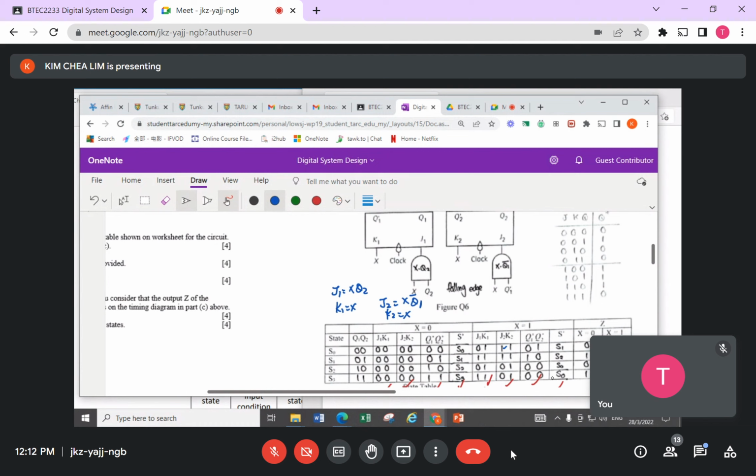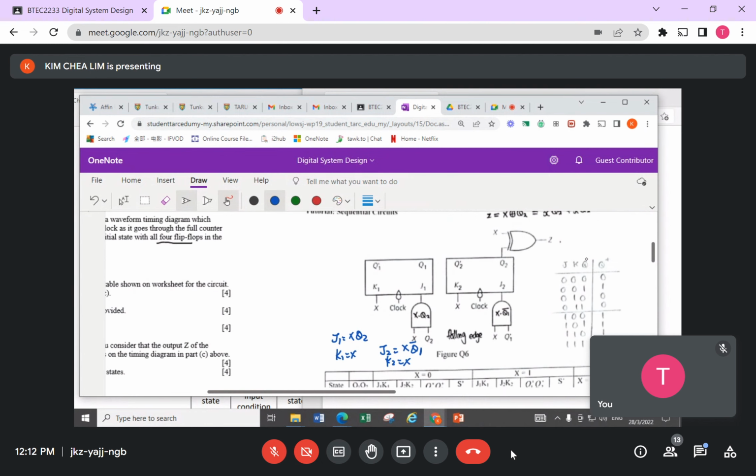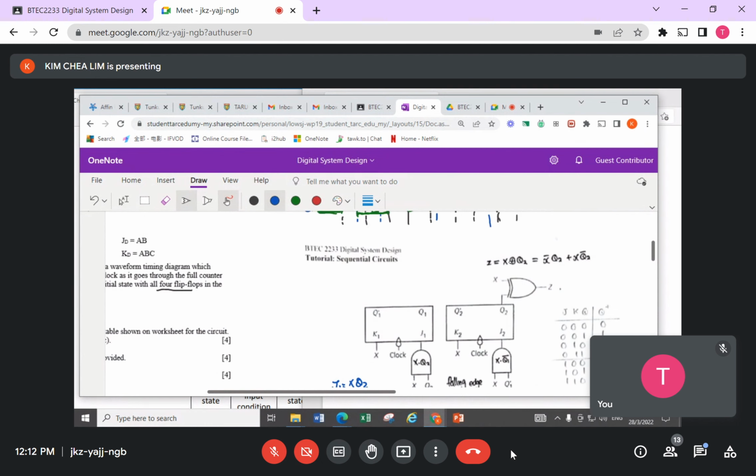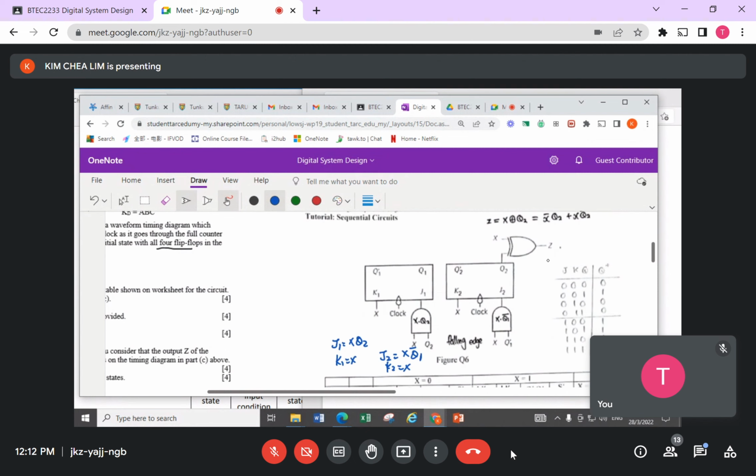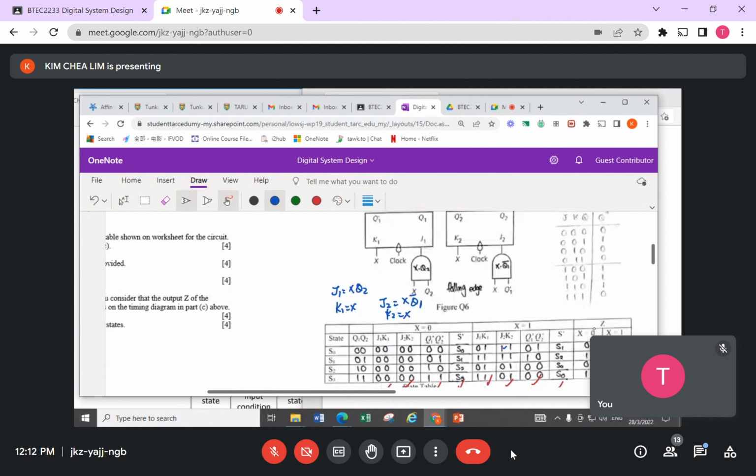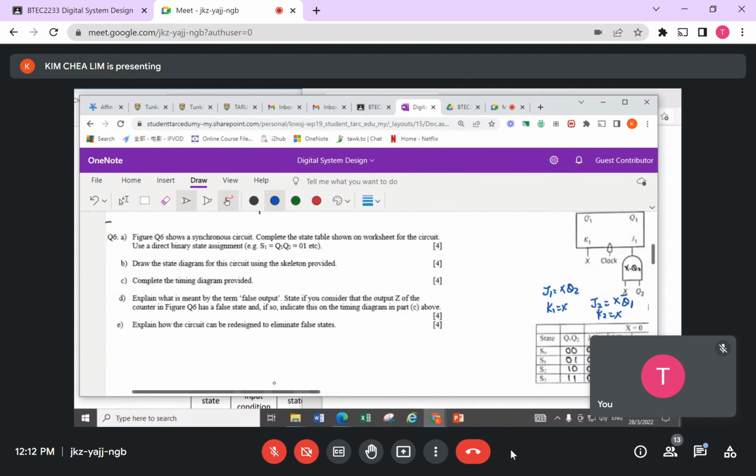All right, and label this. Then the Z, based on the equation written on top here, is X XOR with Q2. Filled up and got this. Wow, based on the equation filled up. Okay, that is this first part here.